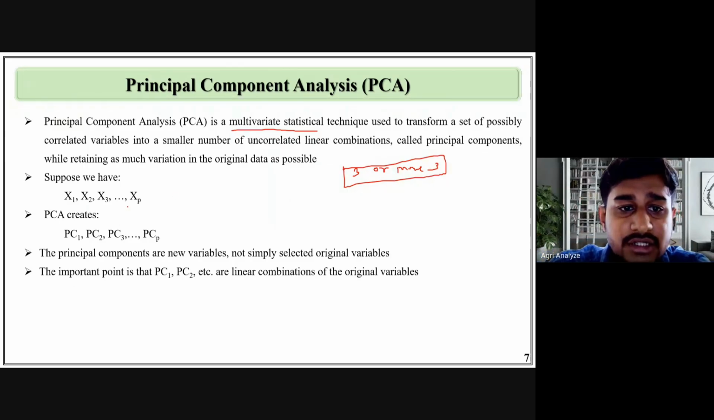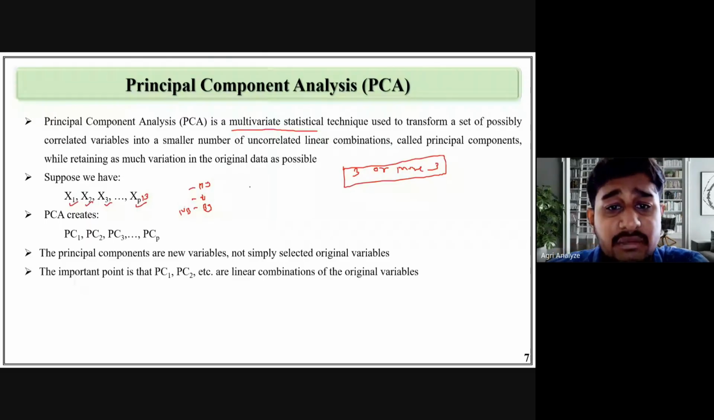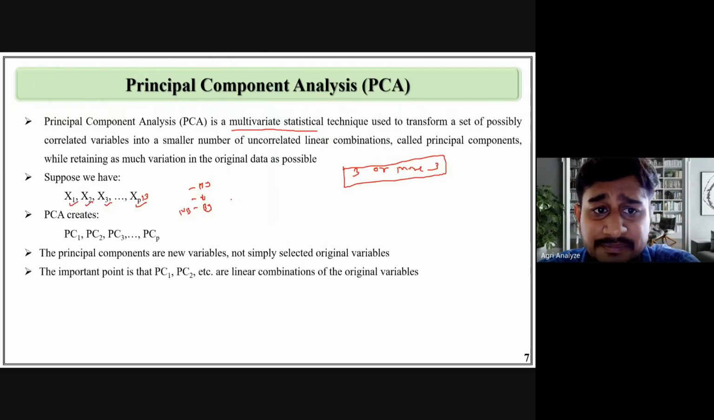As I explained, if we have x1, x2, x3 up to xp, like here we have 13 variables, 13 traits of our agricultural data, all of these are correlated with each other. We know that if plant height is increased, then biological yield is also increased. If plant height is increased, then our grain yield is decreased. If number of branches is increased, then biological yield is increased. Okay, so this way all our variables are correlated with each other.